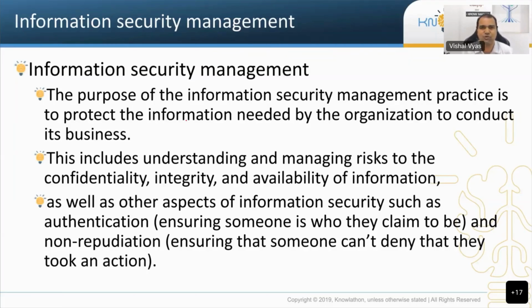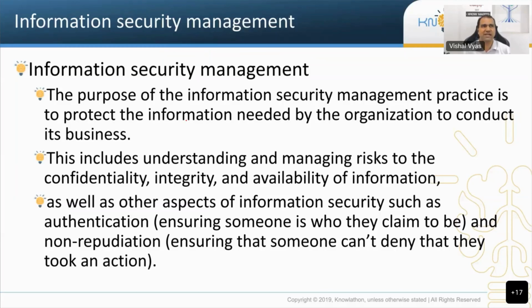Confidentiality: information should be available to only those who are entitled to have it. Integrity: information should be in untampered, foolproof, complete form. And availability: information should be available to people when they need it. So when you take care of these three, security is taken care of. The purpose of information security management is to protect the information needed by the organization to conduct its business.